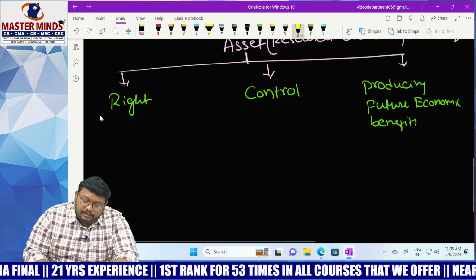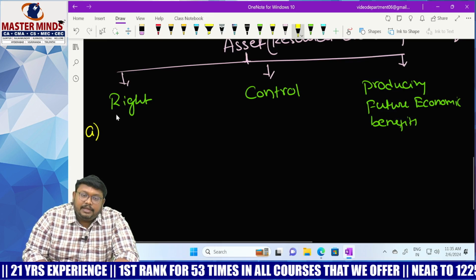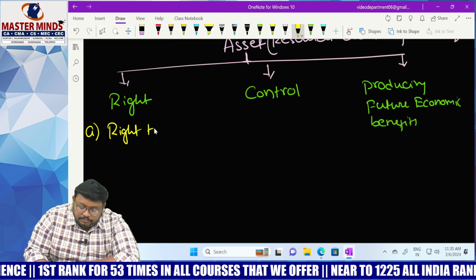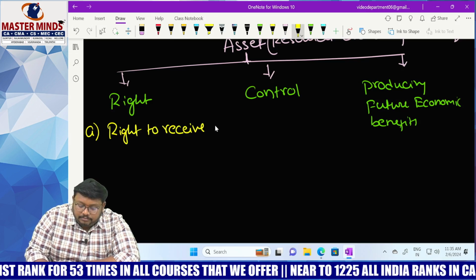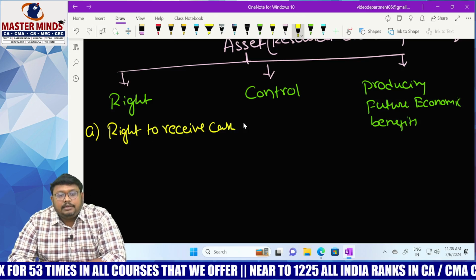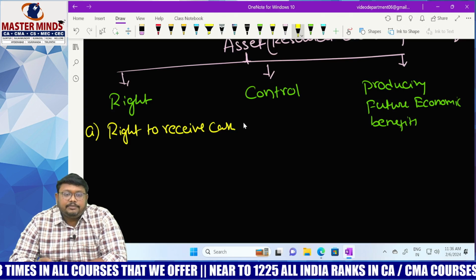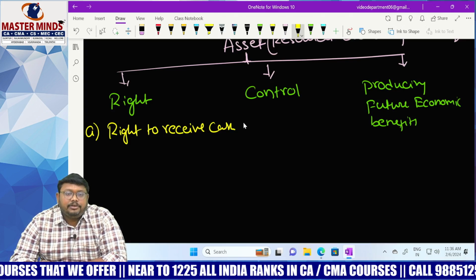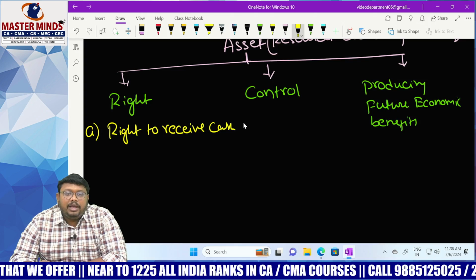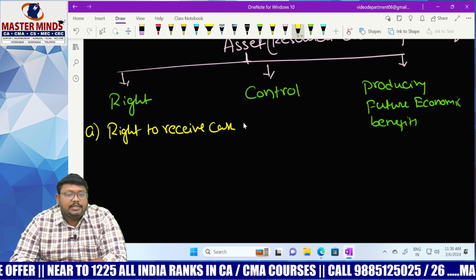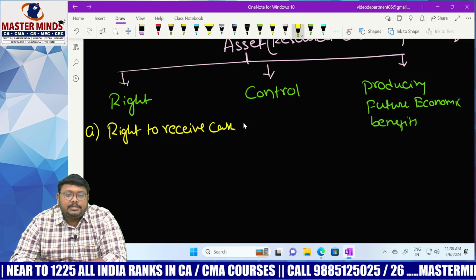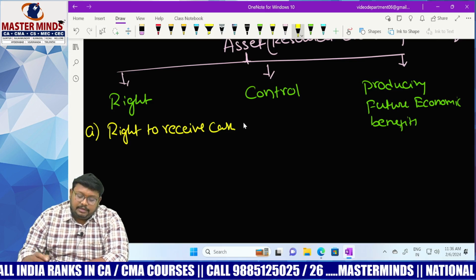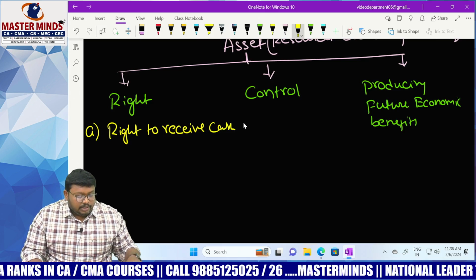Sir, how will it be a right? Simply, what rights will be created by the assets? The right to receive cash. For example, you know well about credit sales. When you are making credit sales, the other person is your debtor. Debtor is an asset, you write it as a current asset, which is nothing but you have a right on the debtor to receive the cash in the future. So here an asset consists of a right against any party to receive cash. If you have a right to receive the cash, we can call it an asset.